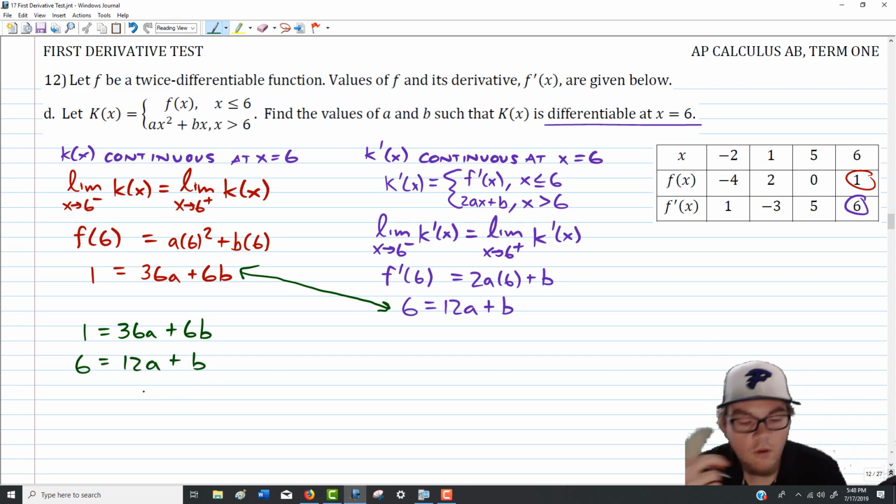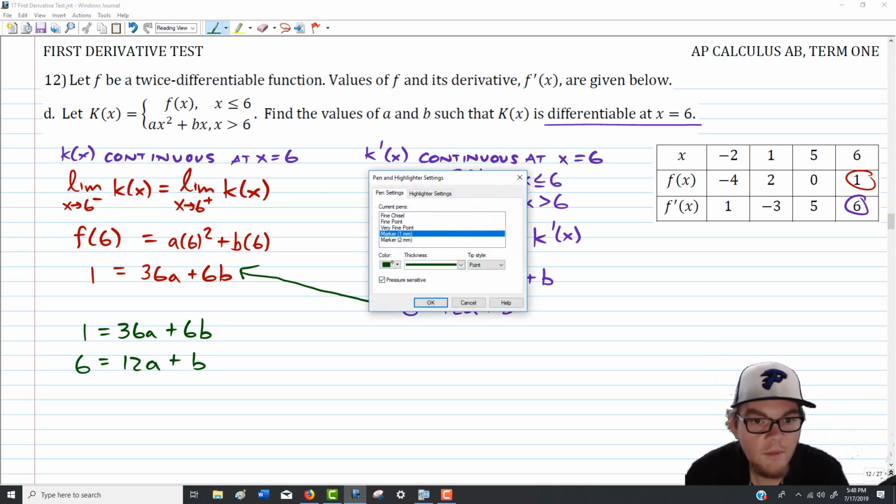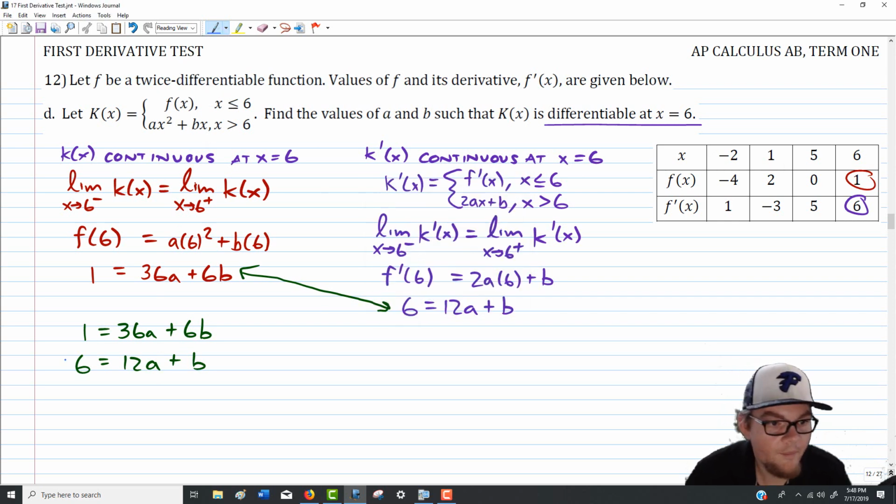And now I want to solve for one of the variables. As I look in here, I think the easiest one to solve for is actually b first. So I'm going to multiply the second equation by -3. That will give me, of course, the same 1 equals 36a plus 6b. Down below, I'll have -18 equals -36a minus 3b.